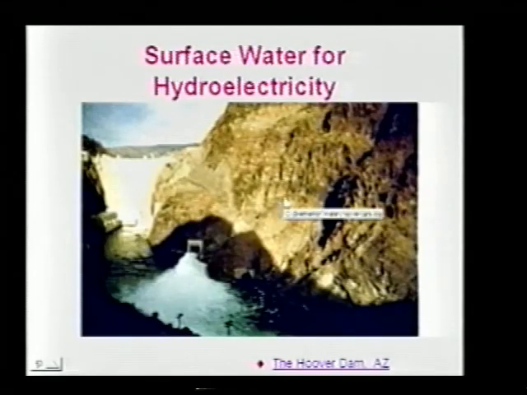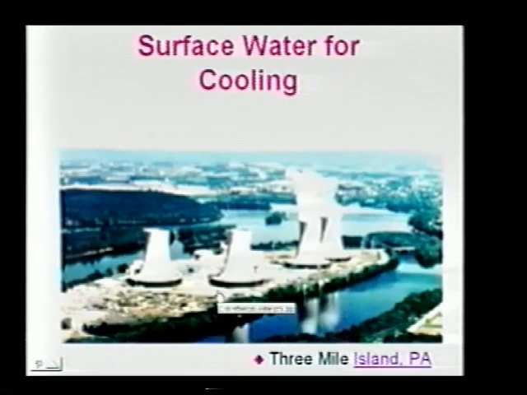This is another image of another use for water, and that's for generating hydroelectricity. This is the Hoover Dam on the Colorado River, and this outlet here is out of the hydroelectric station. There, of course, is the dam in the back, and the difference between there and there is the head, the difference in height down which the water flows to generate the electricity.